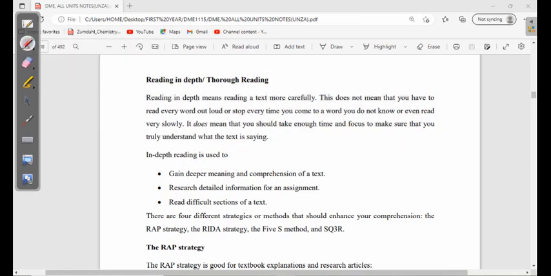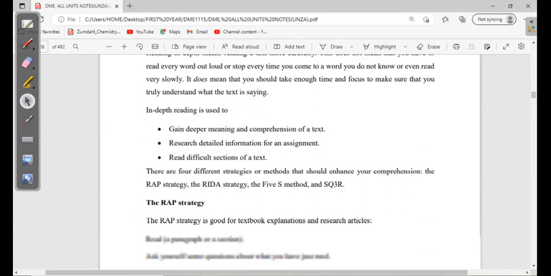So in-depth reading is used to gain deeper meaning and understanding of a text, and to research detailed information for an assignment. Imagine an assignment is asking you to write 200 pages, and here is a topic: you need to find out the causes of malaria. This is why you now do a detailed or thorough reading, so that you gain deeper understanding for an assignment. It is also used to read difficult sections of a text. There are some stories or texts where some parts are just hard, so you need a deeper understanding to be able to understand that part of the text.